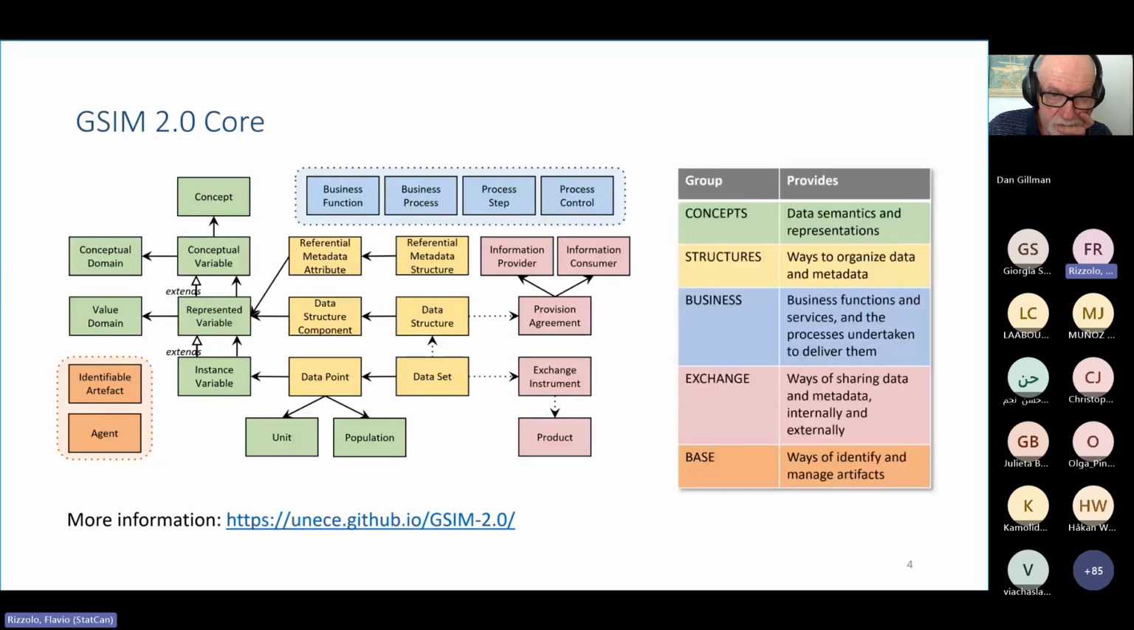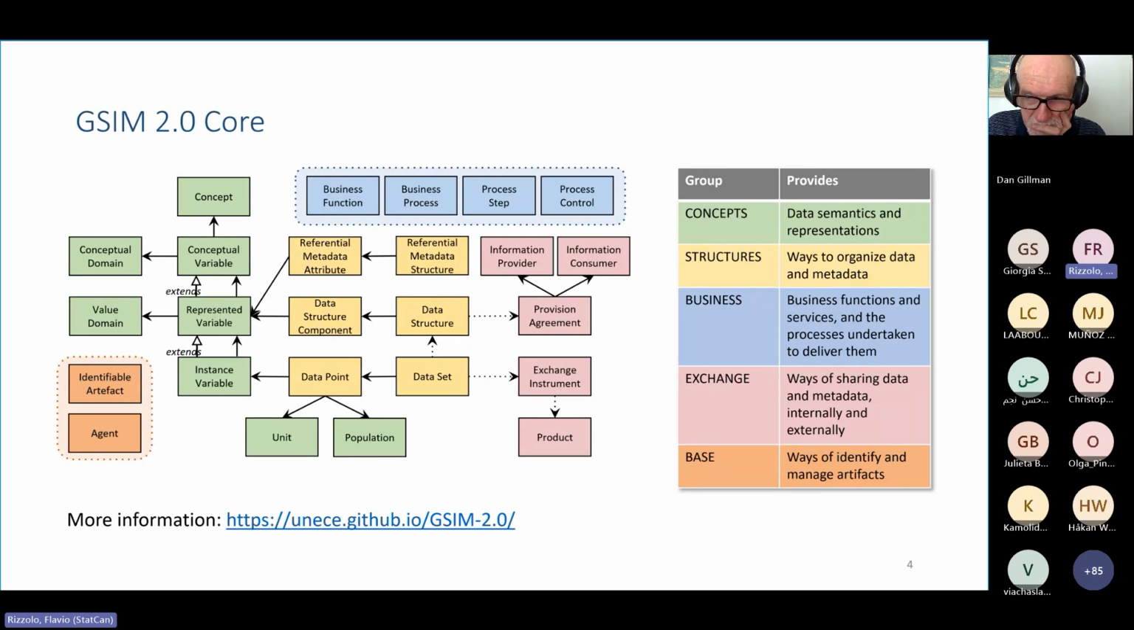So as I mentioned before, there are 5 different groups. The concepts group in green covers data semantics and representations. The structure group in yellow provides the building blocks to organize data and metadata. The business group in blue contains descriptions for business functions, services, and processes.